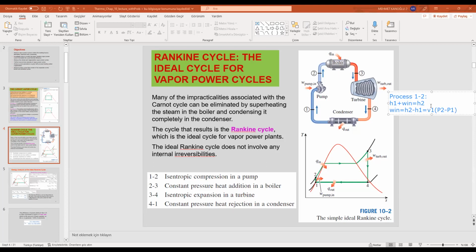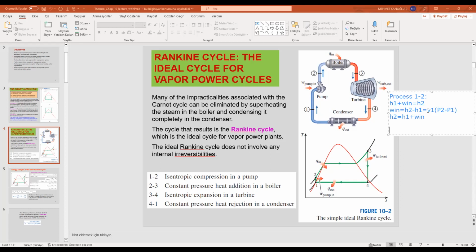Because the working fluid is liquid throughout the pump as it flows through the pump, the work input during the isentropic case can be determined from specific volume, which is almost constant through the pump because it is a liquid, times pressure at 2 minus pressure at 1. So this is how we determine isentropic work input for the pump. And after we determine work input, we can determine H2 from H1 plus work input. Okay, this is how we analyze the pump.